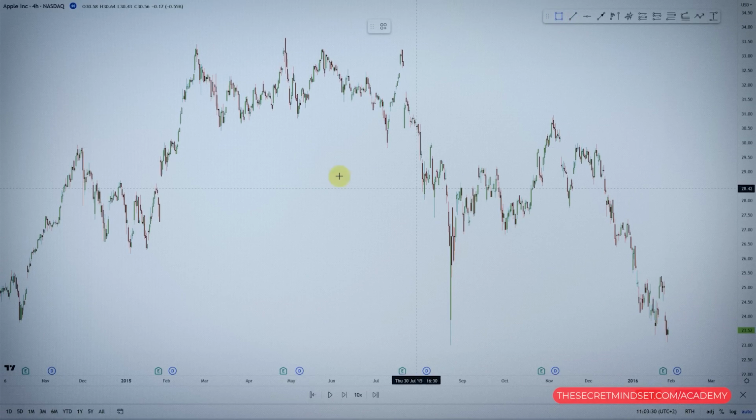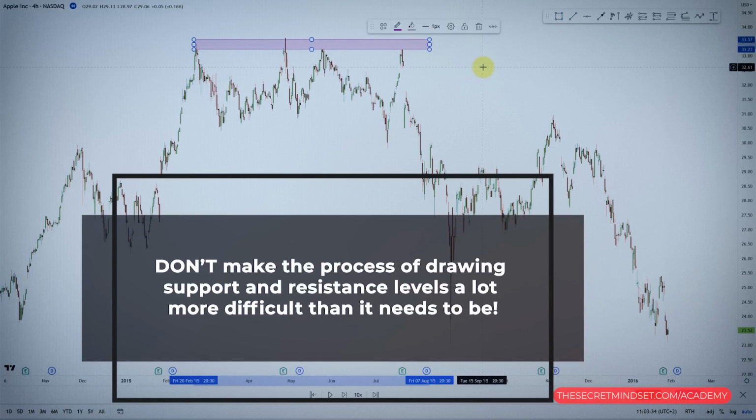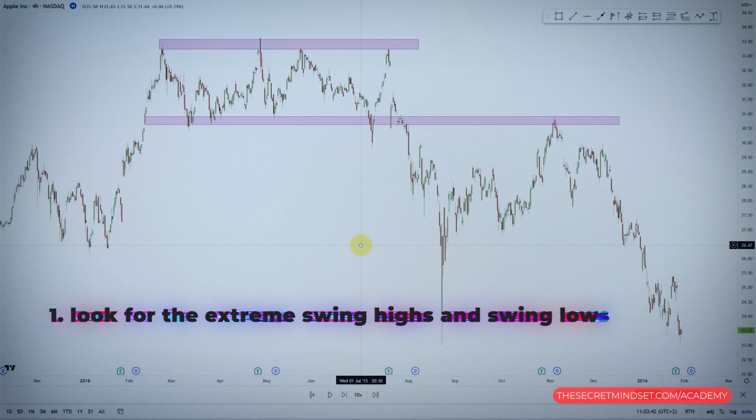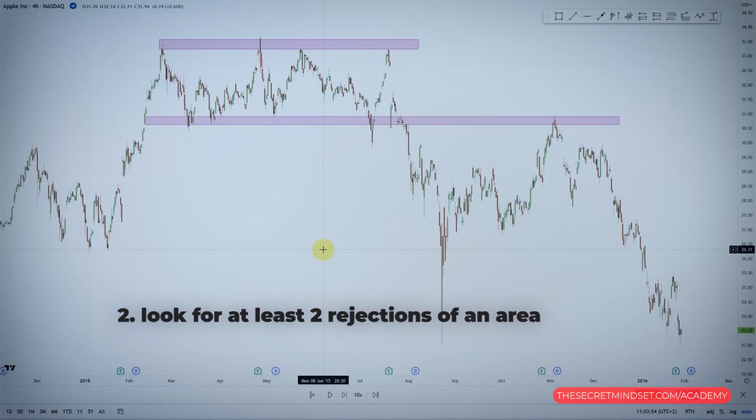So how do we draw these levels? Many traders make the process of drawing support and resistance levels a lot more difficult than it needs to be. There are 6 main rules. Look for extreme swing highs and swing lows, meaning look for the highest and the lowest points that price has reached in the recent time. Look for at least 2 rejections of an area.